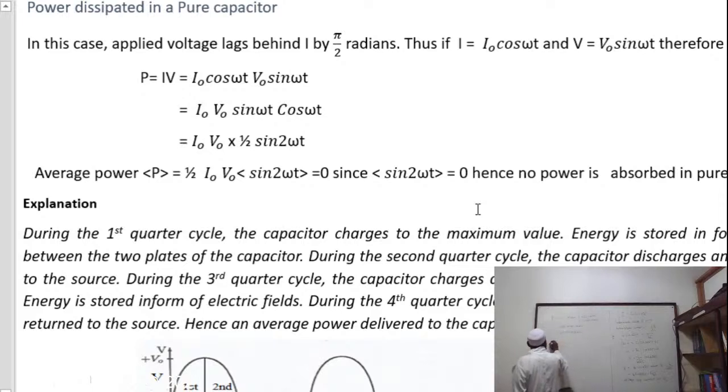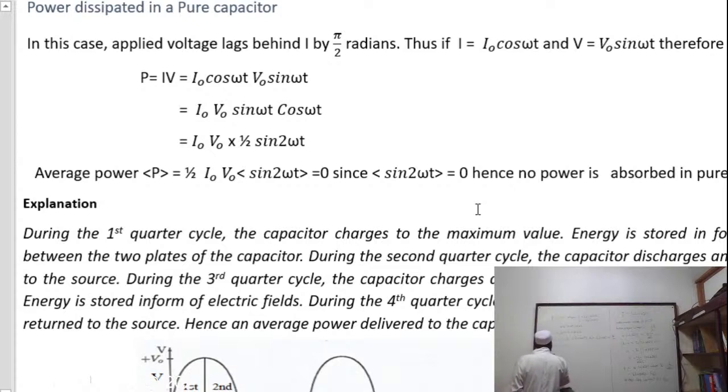So average power P is now going to be equal to I naught V naught, the average of sine of a double angle, but the average of sine of a double angle is 0. So therefore, the average power in a capacitor is 0. The average power dissipated in a capacitor is 0. Therefore, we conclude that power absorbed in a capacitor is 0. And why is it that the power absorbed in a capacitor is 0?